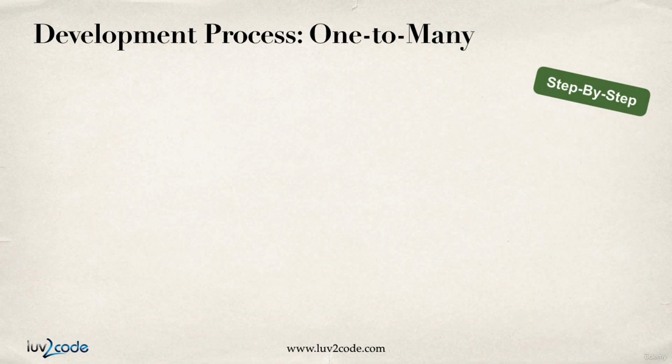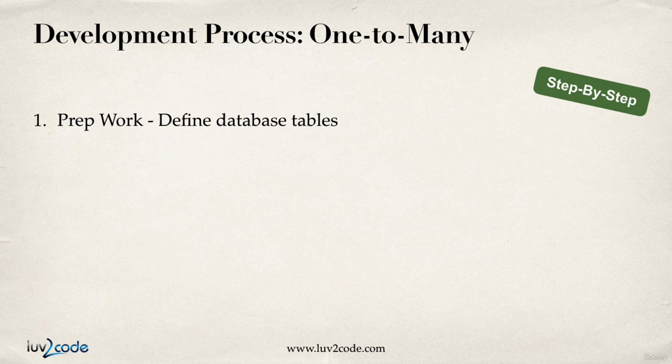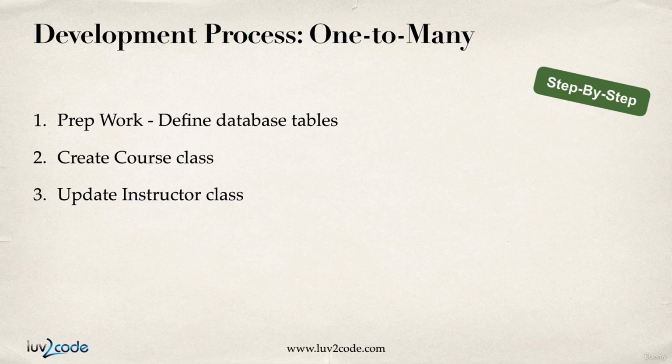Alrighty, so here's our development process. The first thing we need to do is set up our prep work, defining our database tables. Then we'll create the course class. Next, we'll update the instructor class. And then finally, we'll pull it all together by creating a main application.